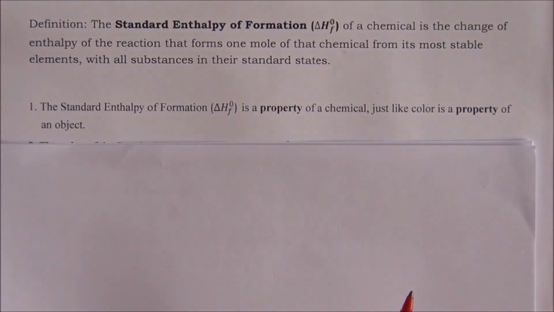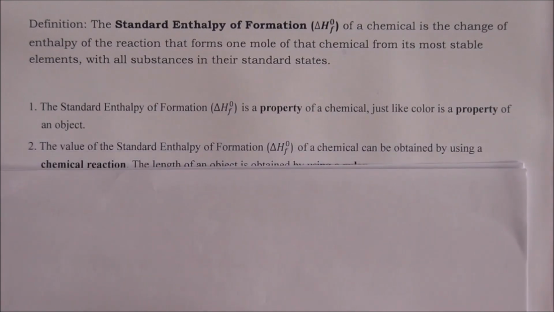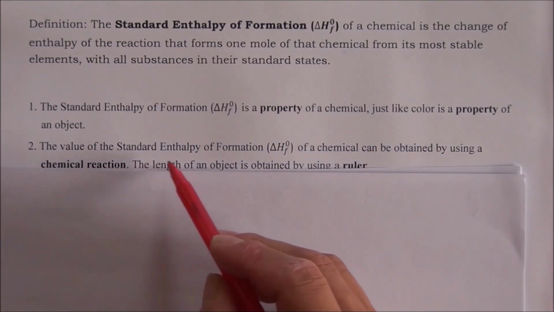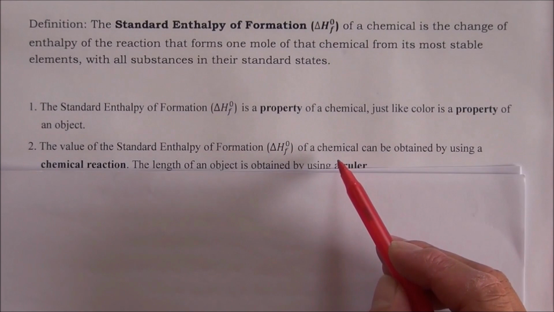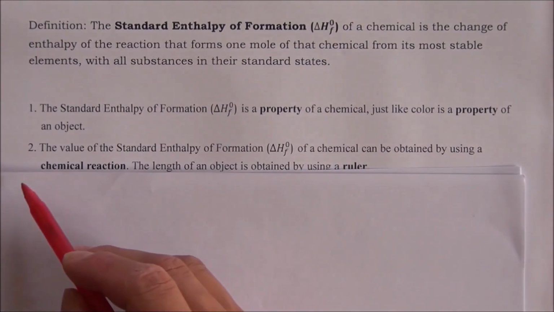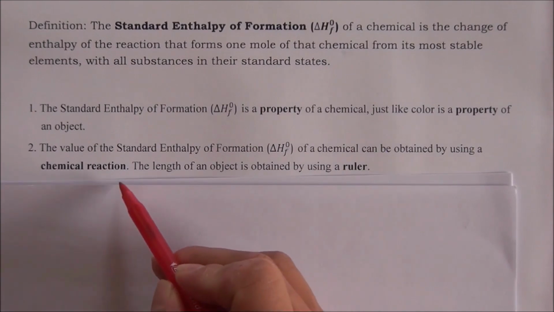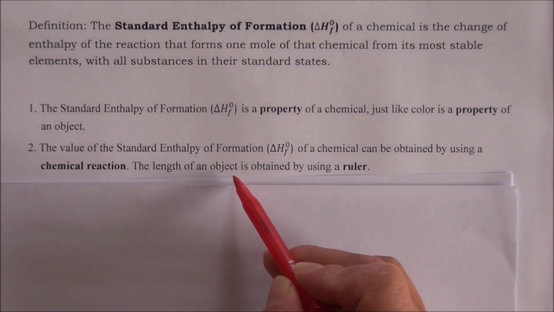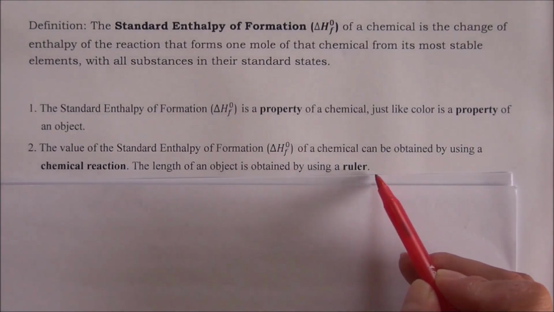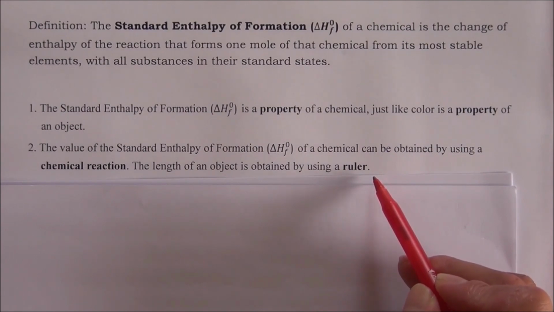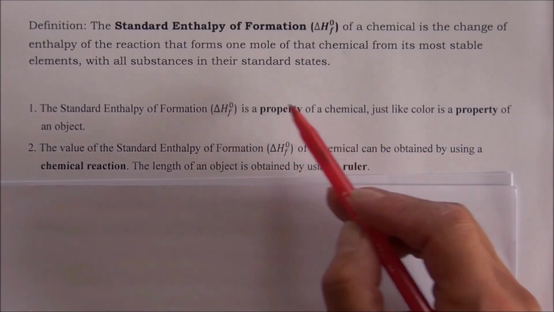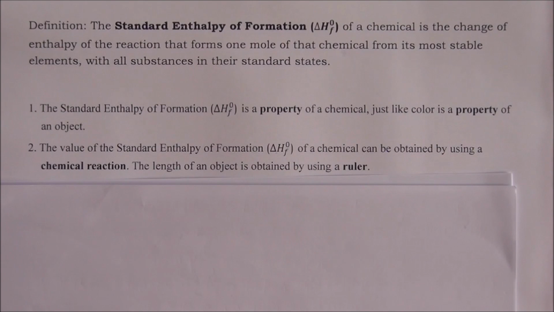The second point to understand this concept is that the value of the standard enthalpy of formation of a chemical can be obtained by using a chemical reaction. This is similar in this analogy. The length of an object is obtained by using a ruler. In other words, if you want to know the value of the standard enthalpy of formation of a chemical, you have to find a chemical reaction first.